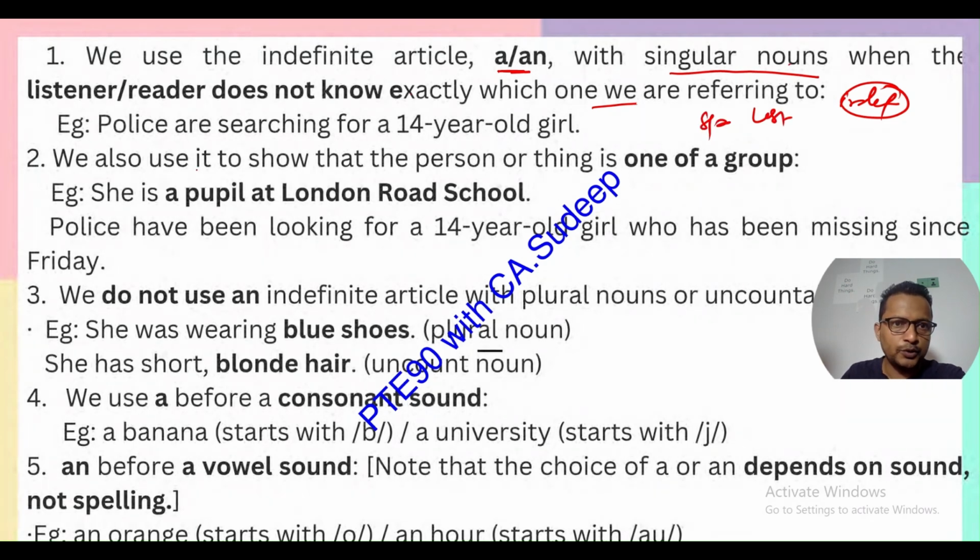So for example, police are searching for a 14-year-old girl. See, a 14-year-old girl. So we don't know which 14-year-old girl it is. That's why a 14-year-old girl. We cannot say police are searching for the 14-year-old girl, because if we say the, then there should be some specifics about this girl, right?